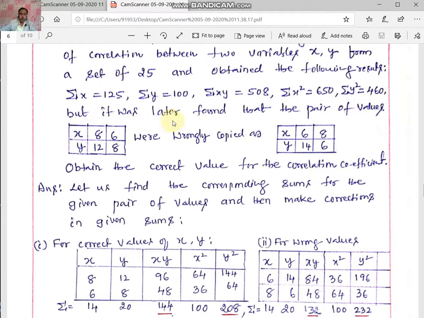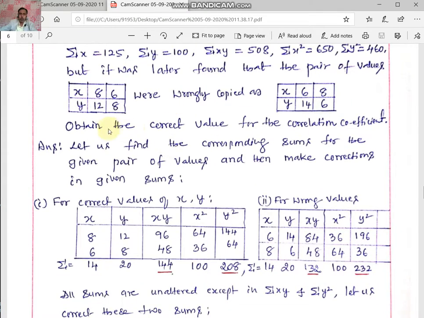But it was later found that the pair of values, x values 8 and 6, y values 12 and 8, were wrongly copied as 6 and 8. X values are wrongly copied as 6 and 8 instead of 8 and 6. Y values 14 and 6, these are the wrong values. Actually the correct values are 12 and 8. Now the question is, obtain the correct value for the correlation coefficient.